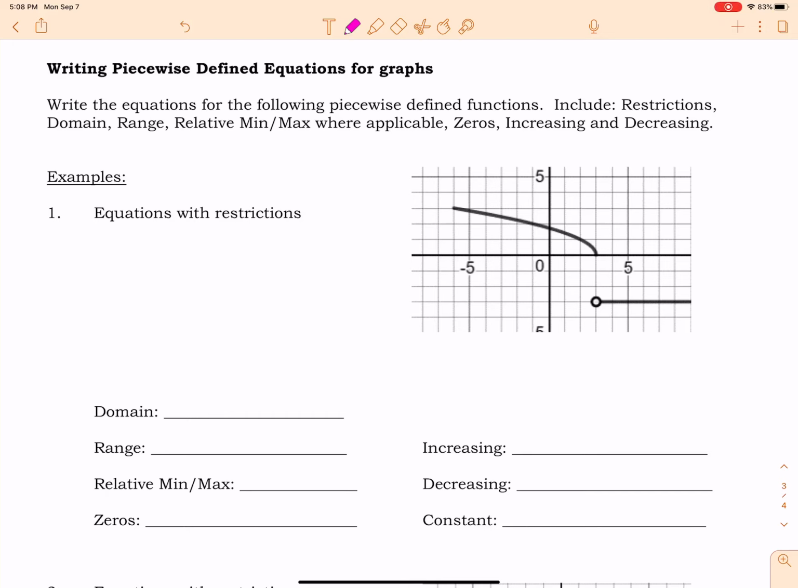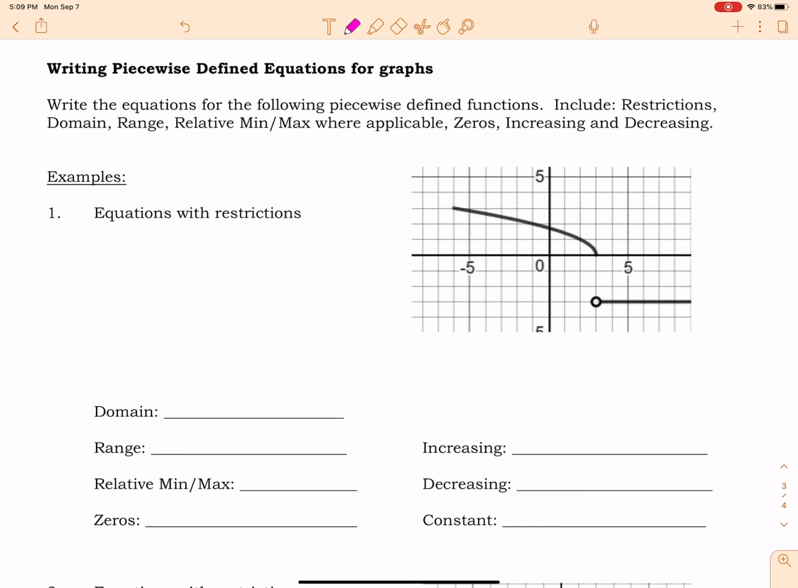Okay, pre-cal, this is your video about writing piecewise defined equations for graphs. Hopefully this will just be one video. I don't want it to be too terribly long, so we'll see how we go. All right, so anyway, we are looking at this graph right here.